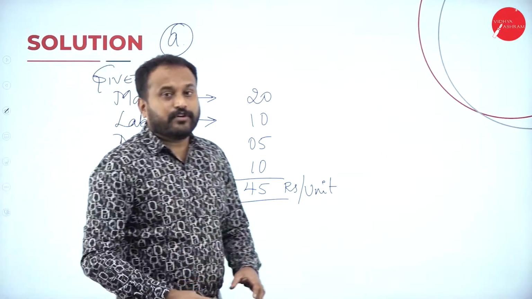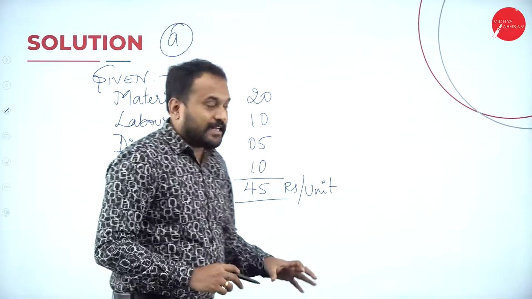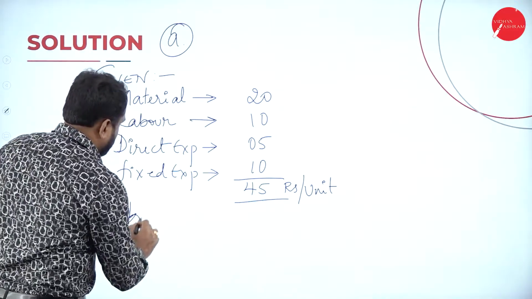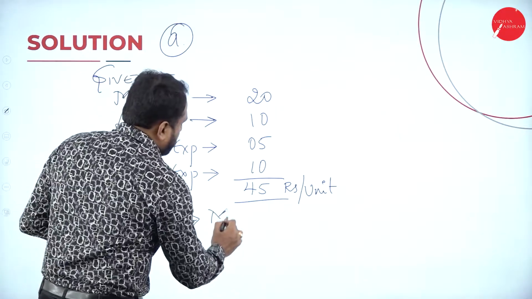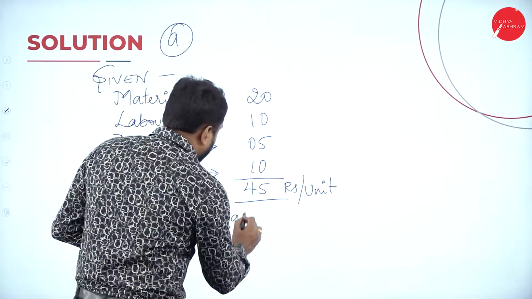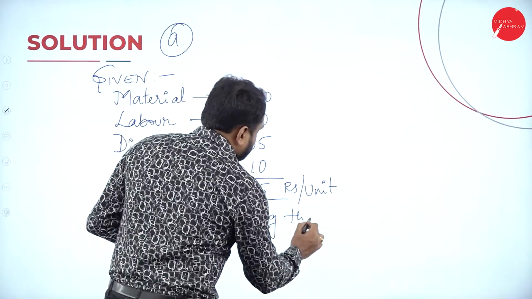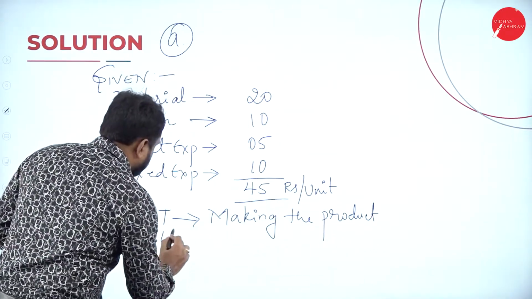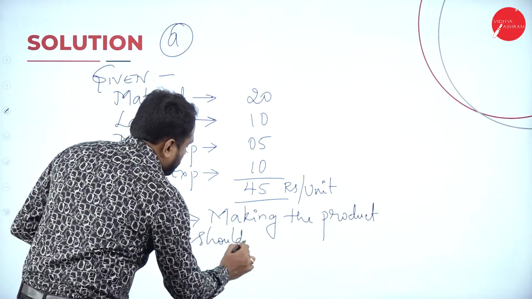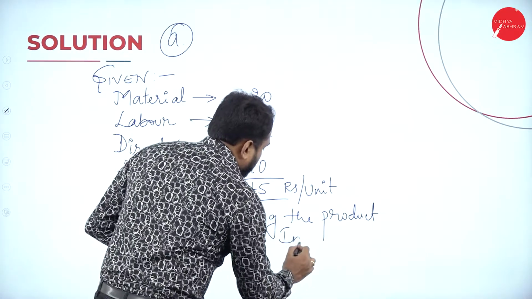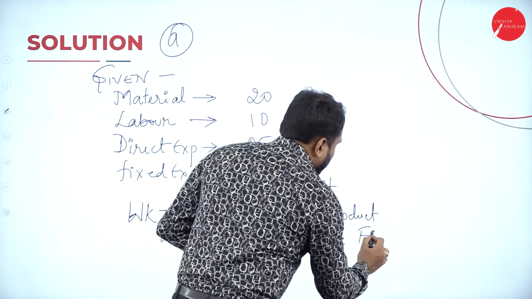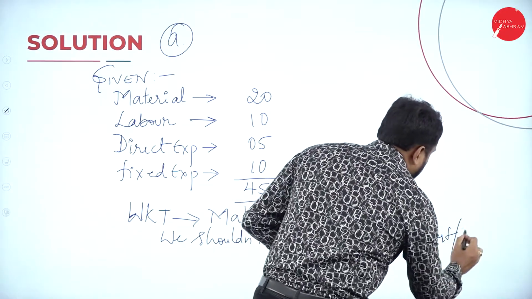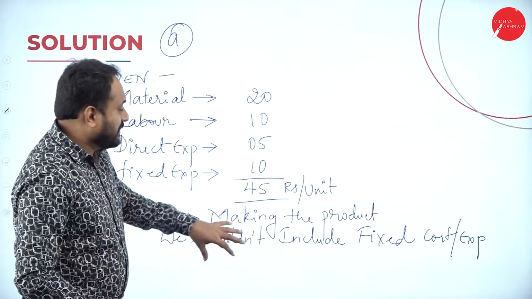But we know that whenever we go for any decision of make or buy, when it comes to the make decision, we will not include fixed costs. So you'll write here: we know that for a decision to be taken as for making the product, we should not include fixed expenses or fixed costs. So what will happen? Therefore, you will go with this.